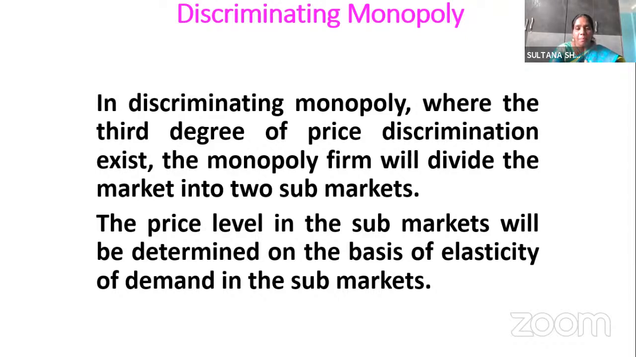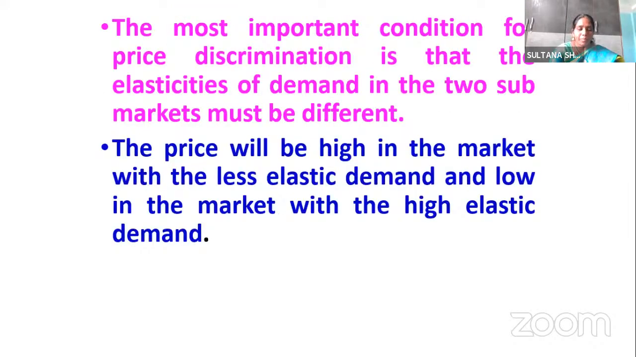The price level in the submarkets will be determined on the basis of elasticity. The price level of that submarket will be determined on the basis of elasticity. Elasticity explains how much demand is there. Due to change in price, how much quantity is changing, that concept is explained by elasticity. So, based on the elasticity of demand of that product, he will fix the price. Anyway, in the third degree price discrimination, he will divide the market into submarkets.